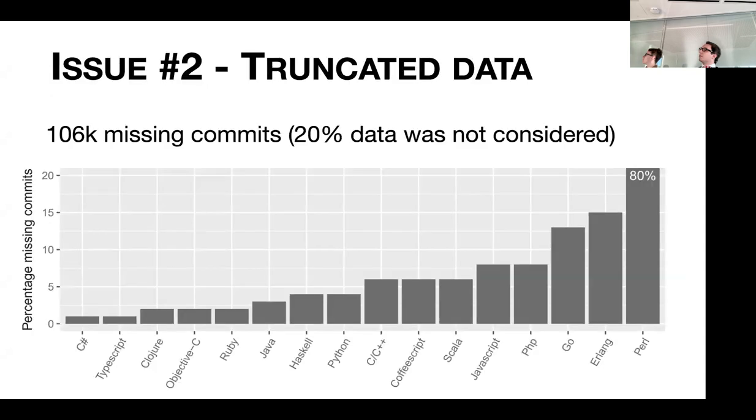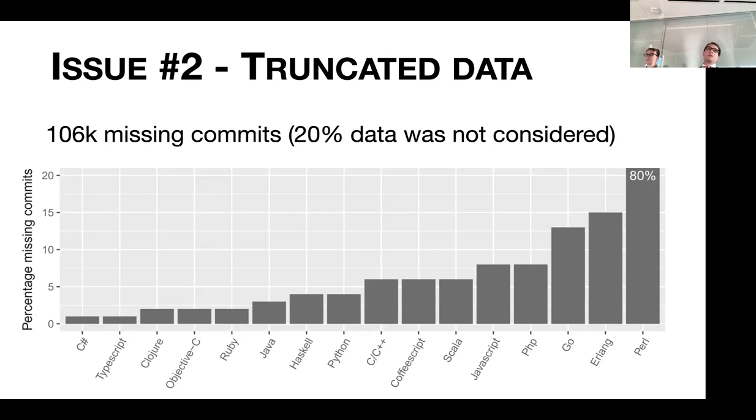The second issue is related to the data being truncated. When they were trying to recollect the data from GitHub, they found out that 20% of the commits were missing from the data set, from the same projects. And I think the most notorious example is Perl. If you see Perl there, 80% of the commits were missing for Perl for some reason.